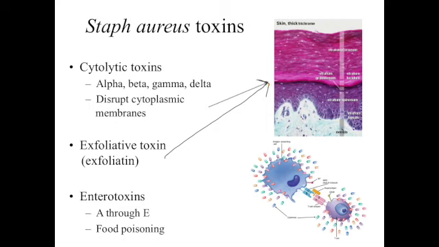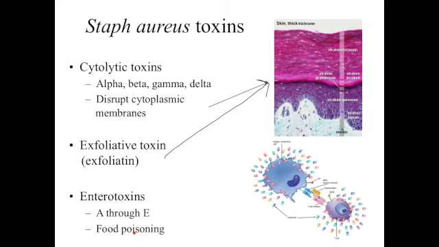And last but not least, Staph aureus also produces enterotoxins. So entero, like enteric organisms, toxins that are going to affect the gastrointestinal tract. These are named A through E, right? So we've already used our Greek alphabet for our cytolytic toxins. Now we're just going to use A through E for our enterotoxins. And these are responsible for Staph aureus mediated food poisoning, which is not something that we hear about all that much, but does happen.